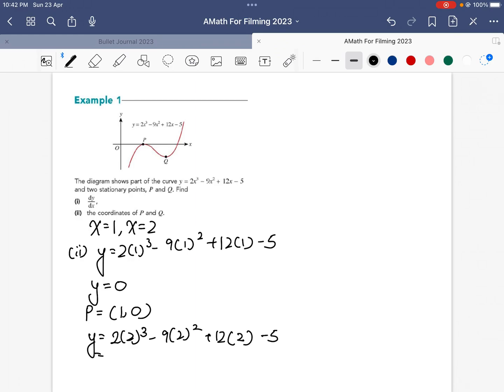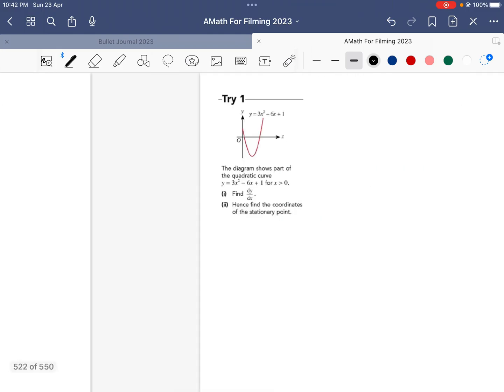And in this case, I find that my y value is -1. Hence, the coordinates of Q is equals to (2, -1). So that quite simply is example 1, using the concept that at stationary points, dy/dx is equals to 0.